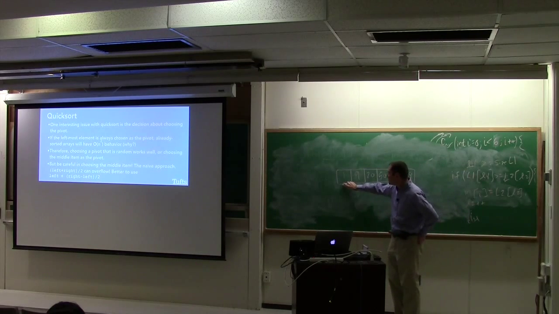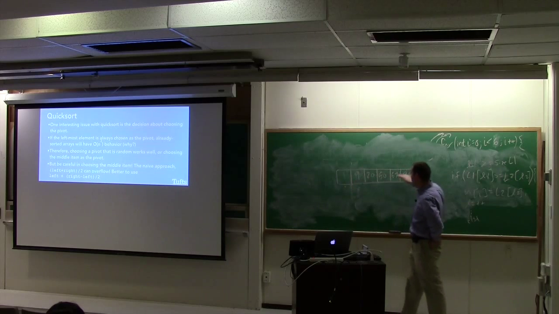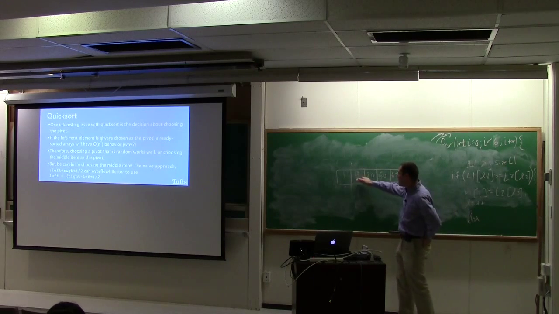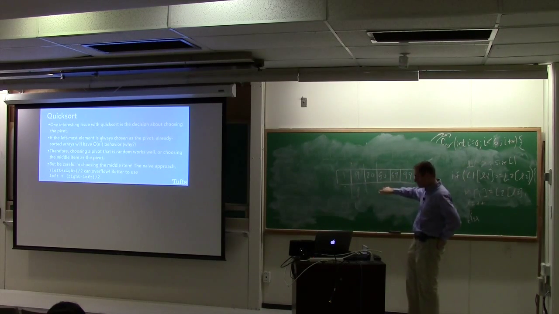If we pick a pivot of 1, guess what? 1 ends up by itself, and then all the rest end up on the right. And then you go ahead and do the partition on this one, and 9 ends up by itself, right? And then you do this one, and 20 ends up by itself. Guess what kind of behavior we now have? N² behavior. And that's how you get it.